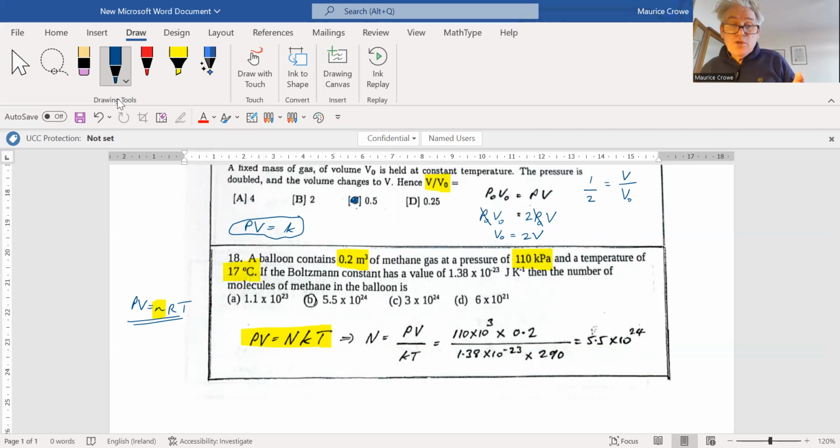N is equal to, so keep the N, the kT goes over and under, sub everything in, and that's what I got, 5.5 by 10 to the power 24. There it is there, B again, okay?